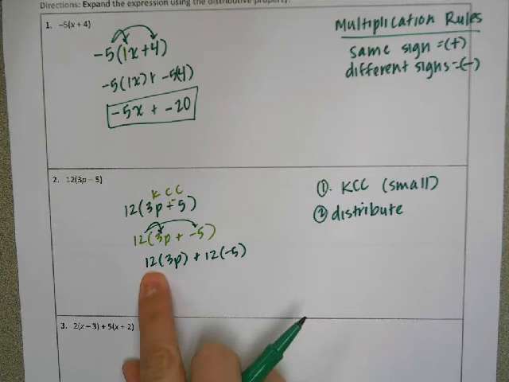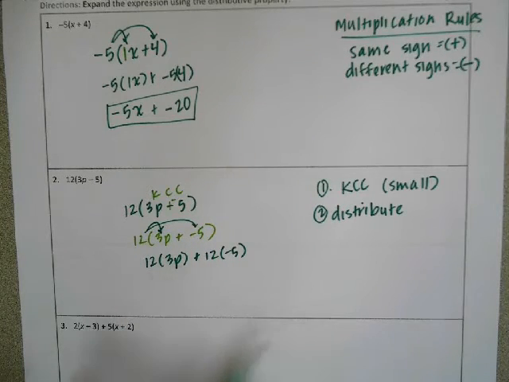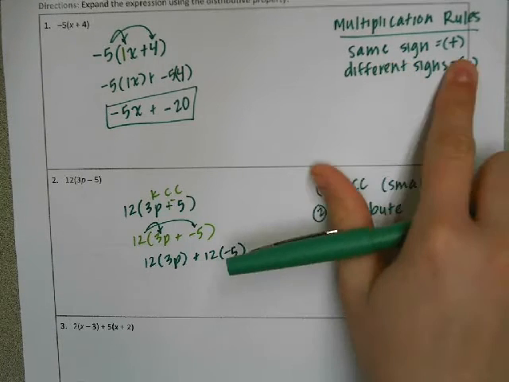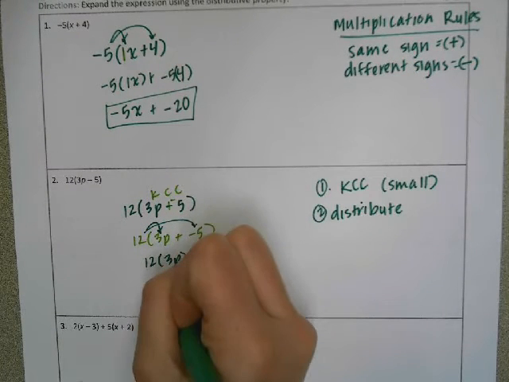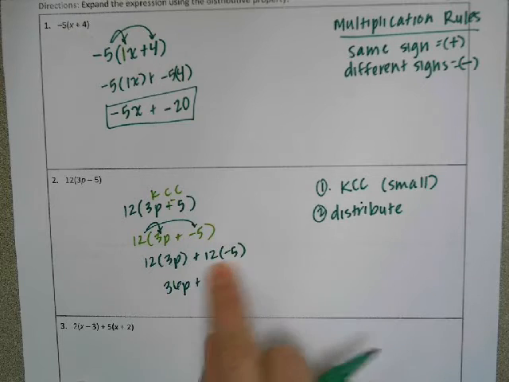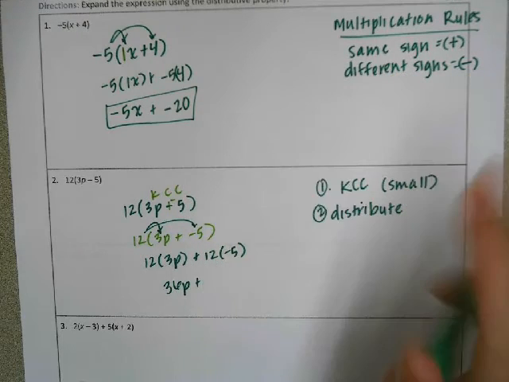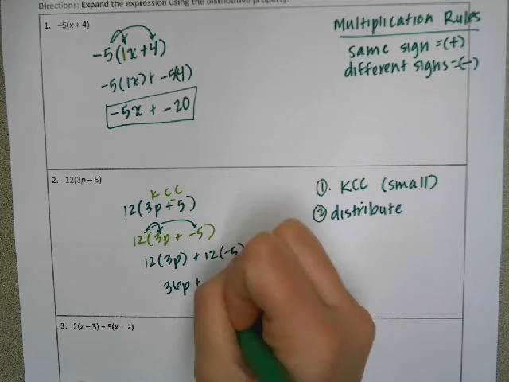So now I have 12 times 3p. Both are positive, so my answer is going to be positive because they have the same sign. So positive 36p plus a positive times a negative equals a negative. Negative 12 times 5 is 60.